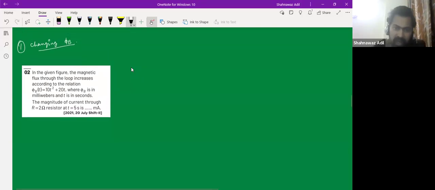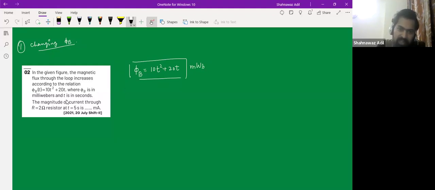In this question, magnetic flux is given, that is 10t square plus 20t, and this is in milliwebers, with time in seconds. They want you to calculate the magnitude of current, and they have given the resistance, which is 2 ohm, right? So we can calculate the EMF using this flux, right?